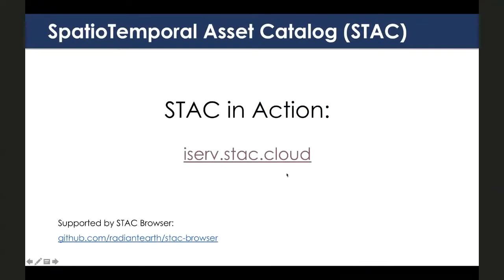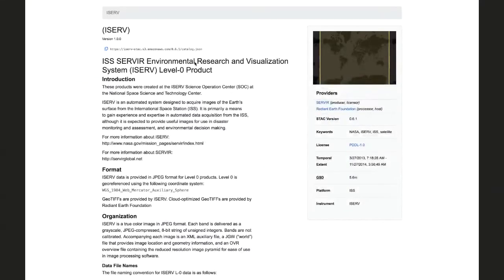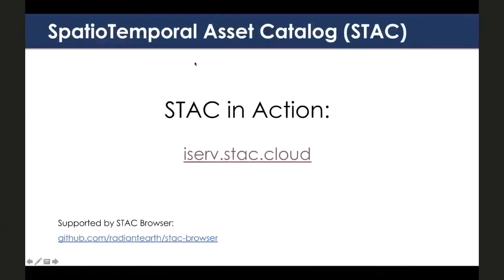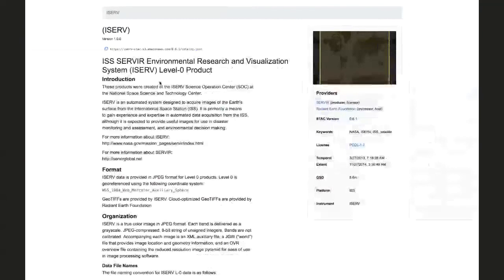To give you a sense of what it means to use the Stack in action, I'm going to show you one of the Stack catalogs, which is sitting on Amazon Web Services now. The catalog that we are looking at on the web, so this is now the browser. I went to this URL, iserve.stack.cloud. Basically, this is a browser to see and explore this catalog of imagery.